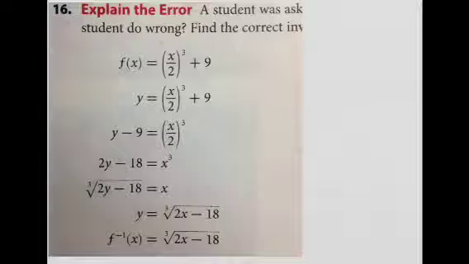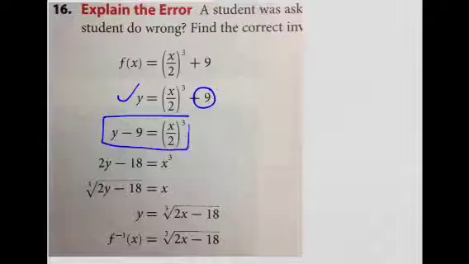So this is the work of a student who was asked to find the inverse. We have to find the mistake and then fix it to get the right inverse. So step 1 looks good. He did switch out the f of x to y. The next thing is subtract 9, and he did that. It's right there. Then he had to take the cube root, and I think it looks like he got rid of the 2 right here first, which is wrong. So the mistake is right here. This is the error.